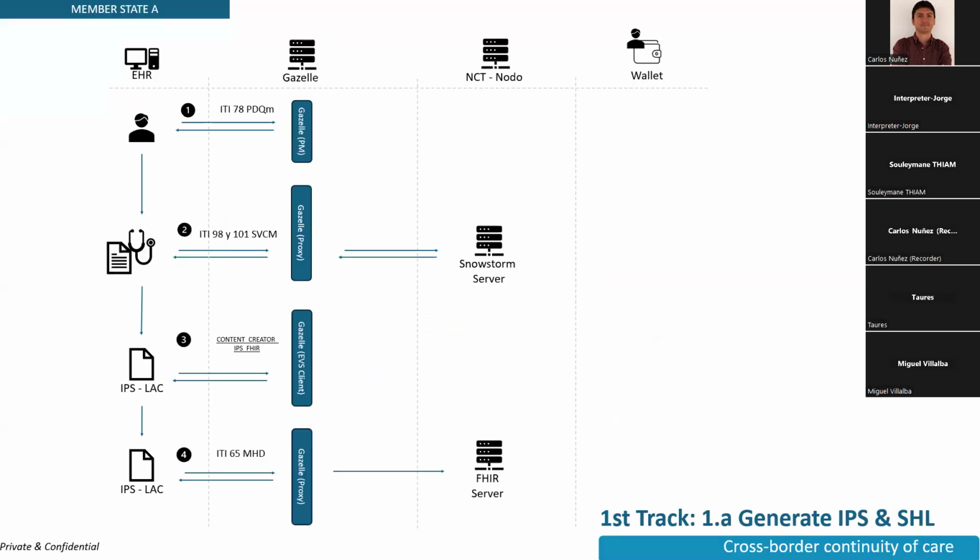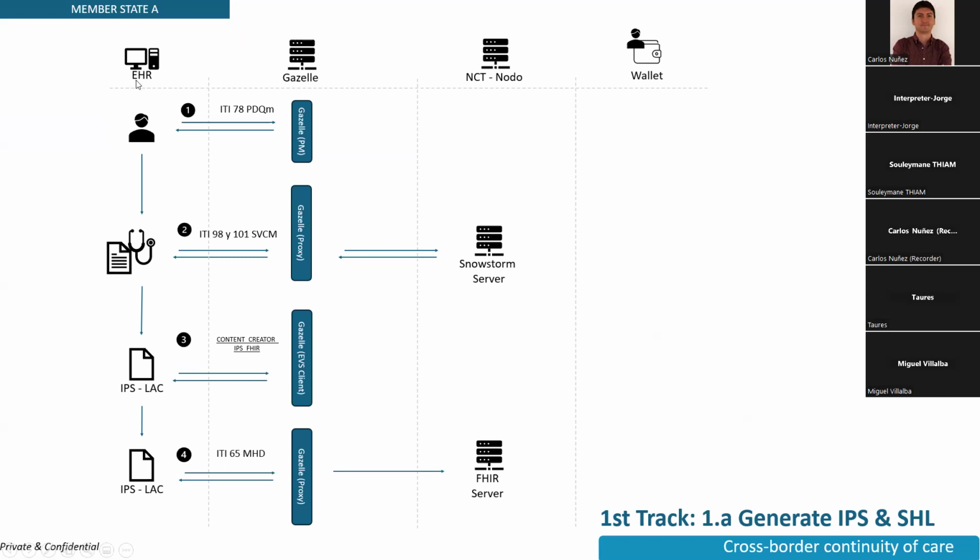Now, before I come to the peer-to-peer test, I can just give you the example of one of the tracks we will test during the upcoming event. I take this track from Pablo, Carlos, and Fernando. On this track 1A, we generate SMART Health, IPS and SMART Health Link. So as you can see in this diagram, you have the ITI-78.